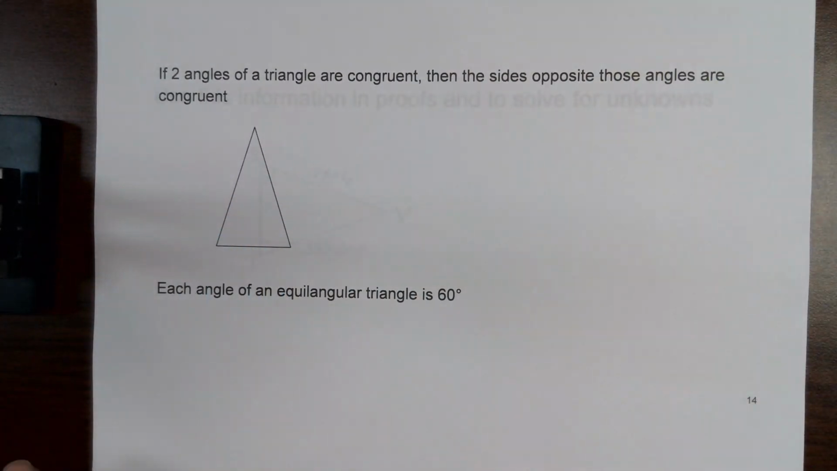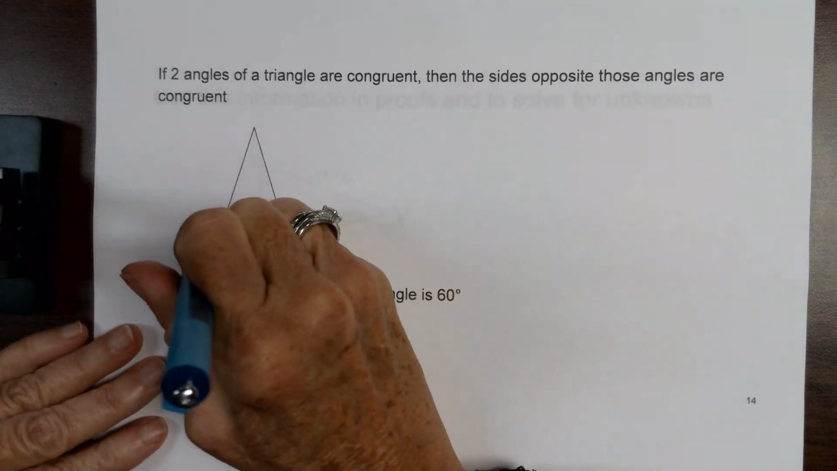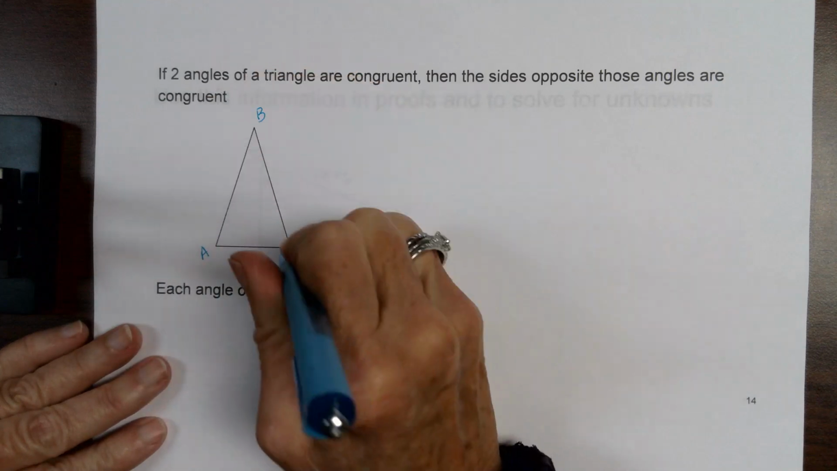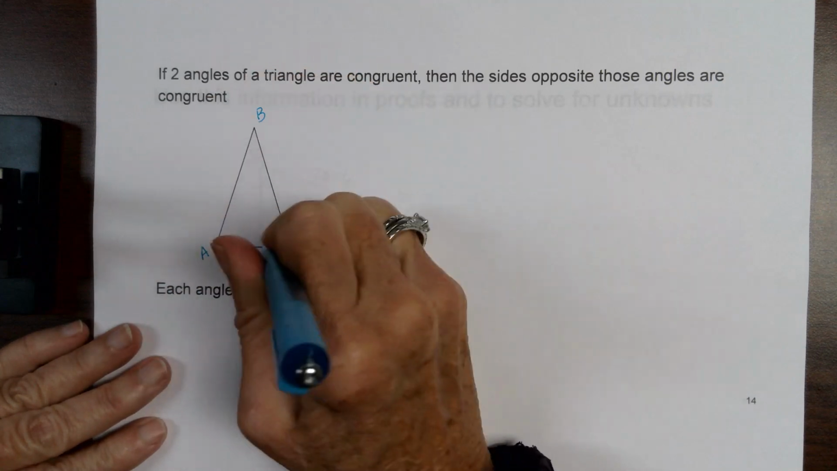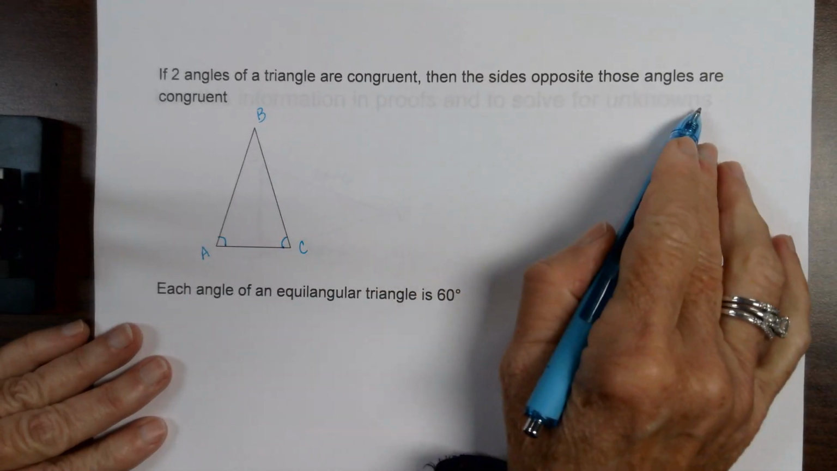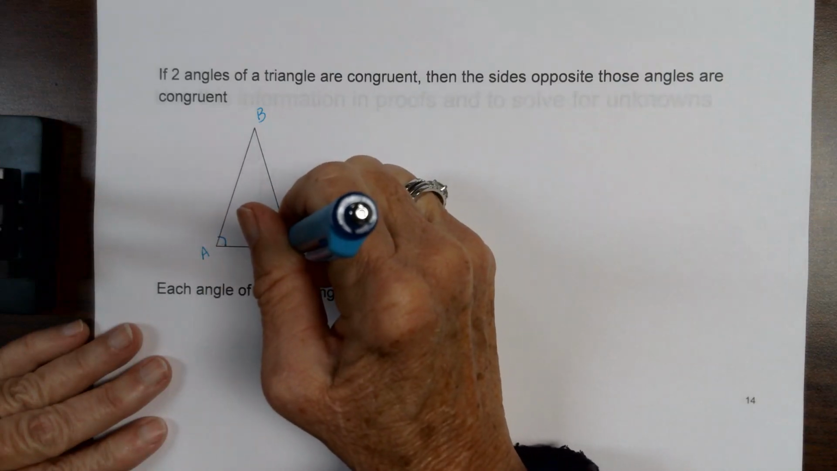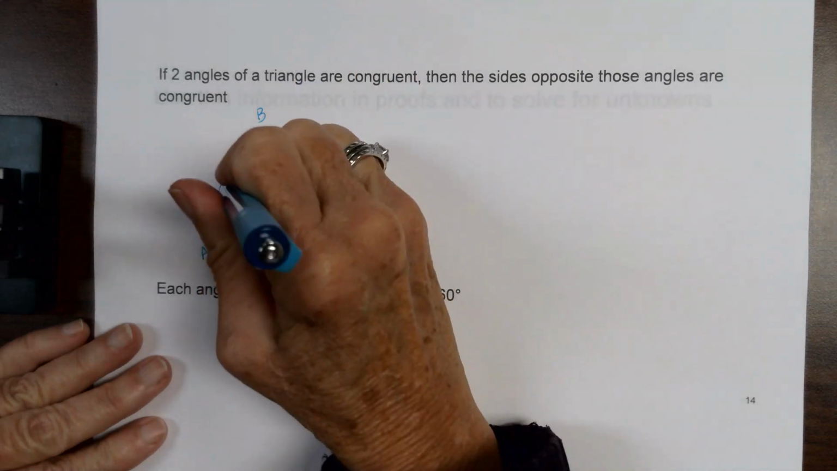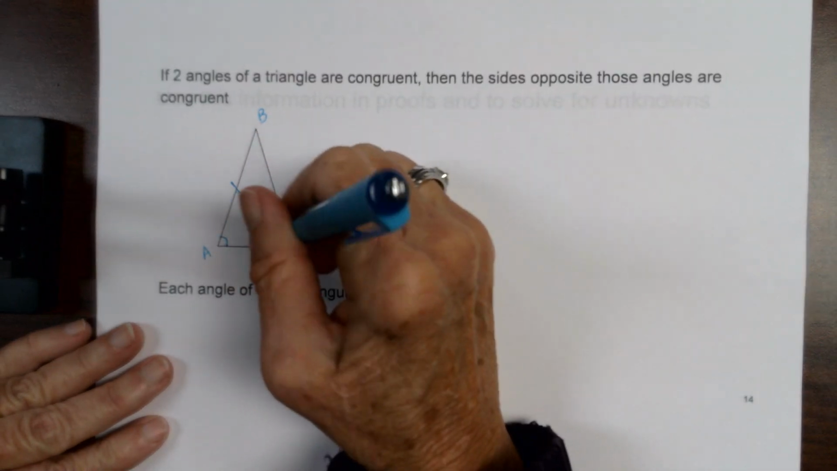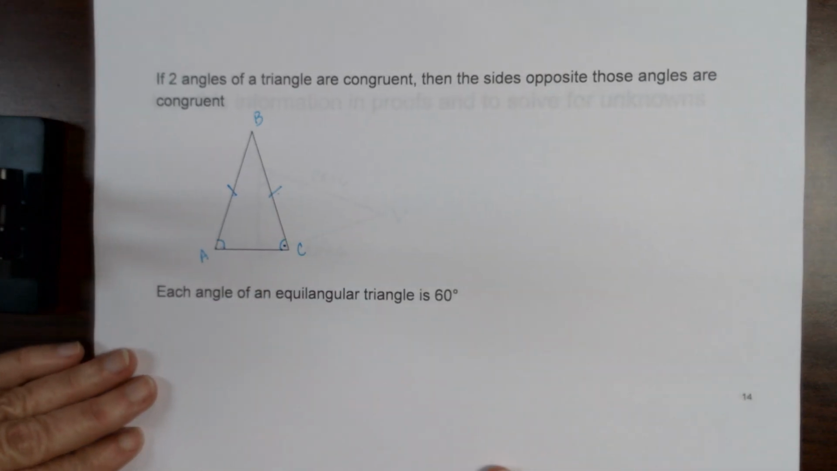In contrast, or the opposite of that, if two angles of a triangle, if angle A and angle C are congruent, then the sides opposite those angles are congruent. So if I know those two angles are congruent, I can automatically assume that that side, which is opposite C, is congruent to that side, which is opposite A.